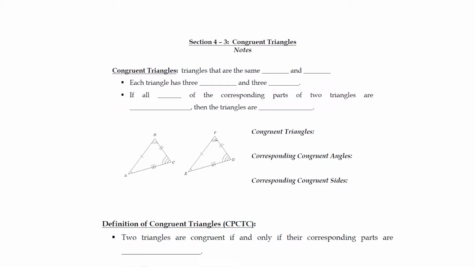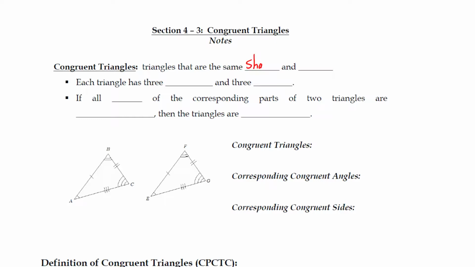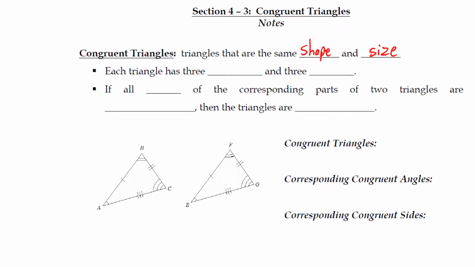Okay, so talking about congruent triangles. Congruent triangles are triangles that are the same shape and size. All right, each triangle has 3 blank and 3 blank. Very simple stuff there. What do you think that is? It has 3 angles and 3 sides, obviously.